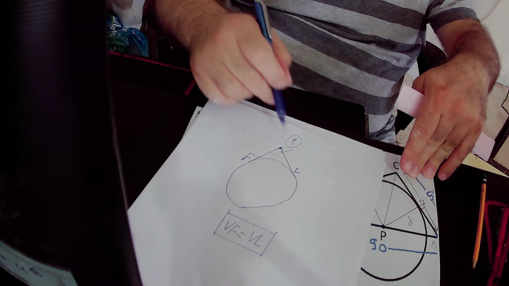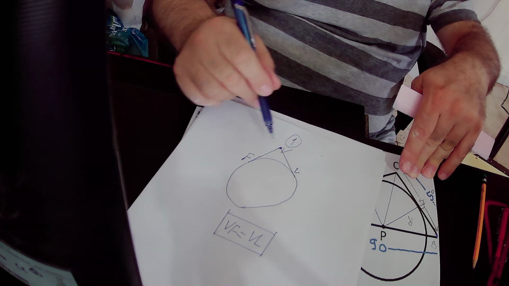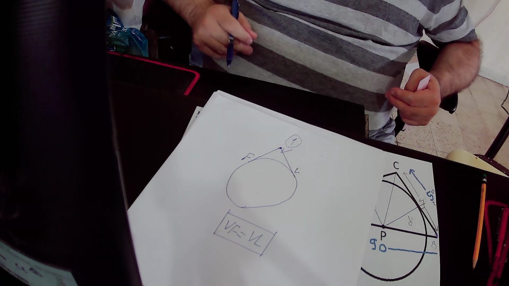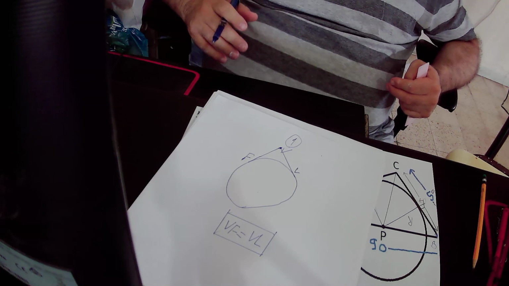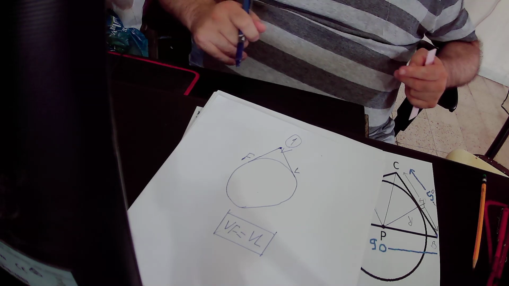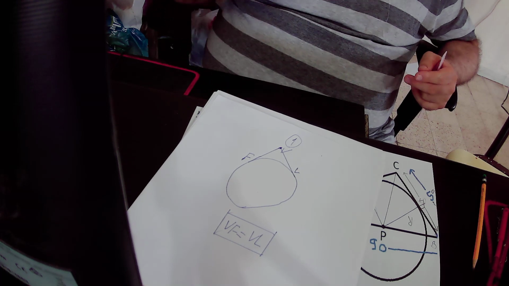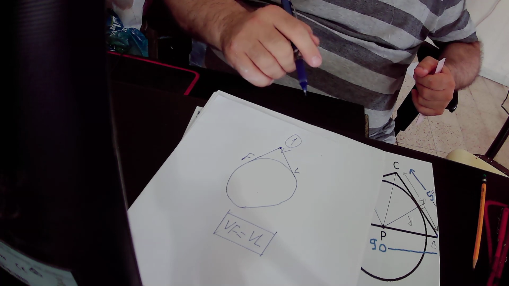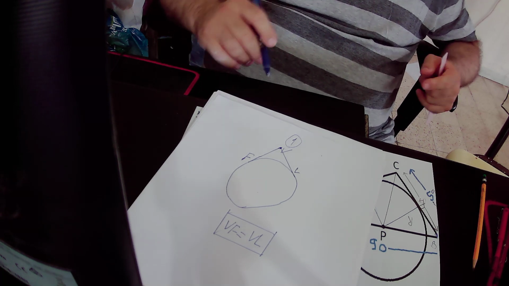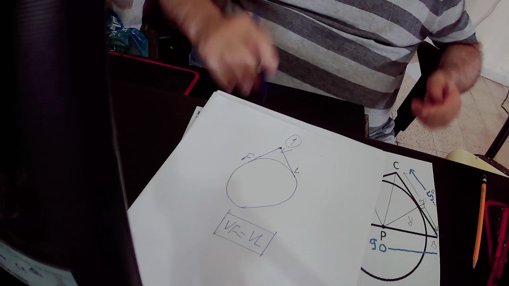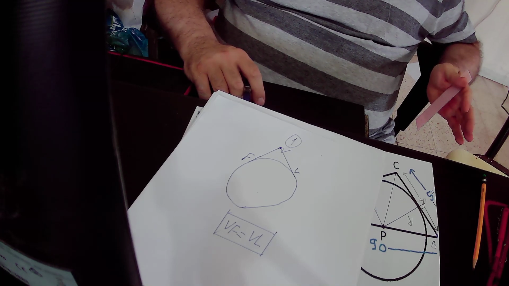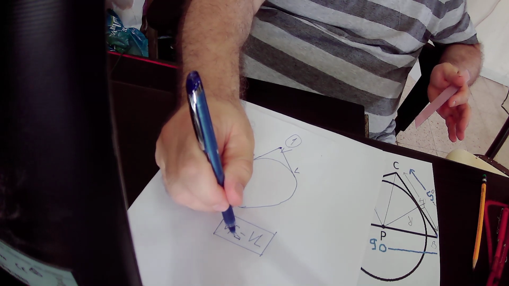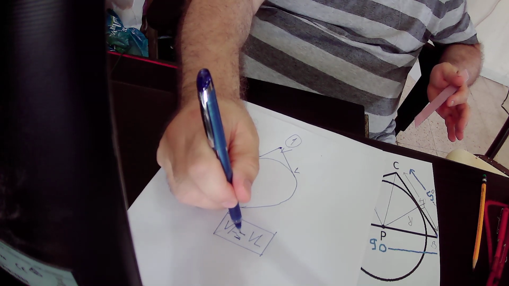VF equals VL. So whenever you have an external point of any circle, and from that external point you draw two tangents to the circle, then those tangents are equal to each other. This is the rule that you should know.